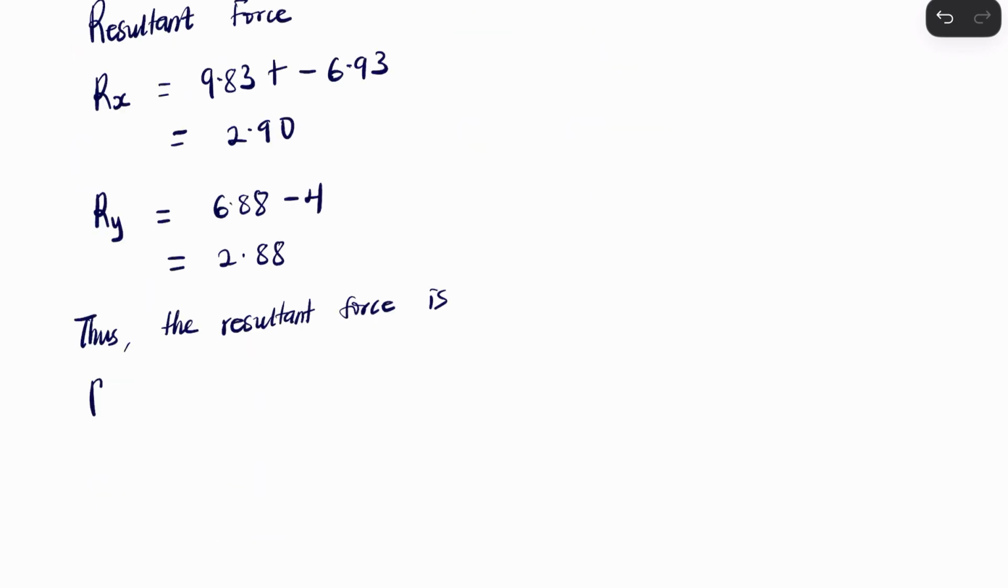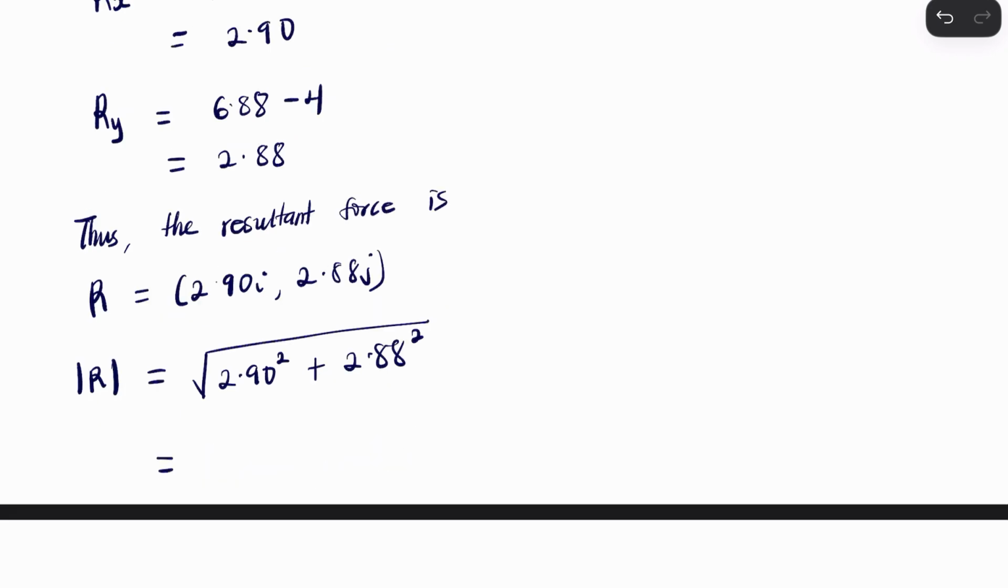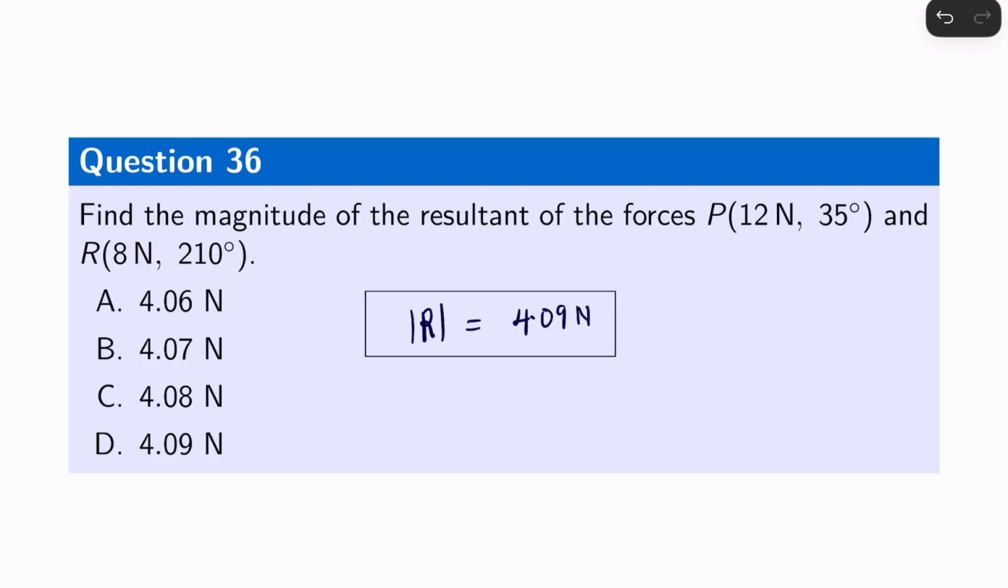Thus, the resultant force R is equal to 2.90i plus 2.88j, right? And so here we can compute the magnitude of the resultant force. So that's the magnitude of R is equal to the square root of 2.90 squared plus 2.88 squared. And this is equal to 4.09 newtons. And so the magnitude of the resultant force is 4.09 newtons. Hence, the correct option is option D.